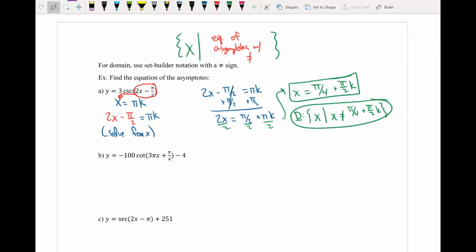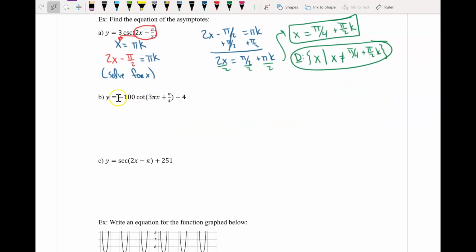Alright, so now let's go ahead and do this next one. So y equals -100 cotangent of 3 pi x plus pi over 4 minus 4. Okay, so again, the equation of the asymptotes for cotangent is the same as cosecant. So x equals pi k. And now we're going to take the inside of the argument and plug it in for x. So we're going to have 3 pi x plus pi over 4 equals pi k.